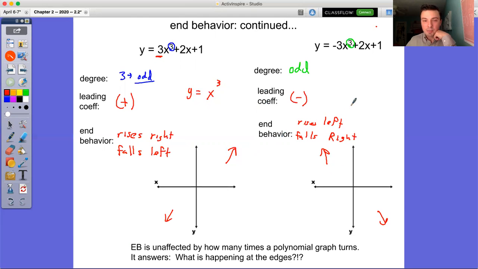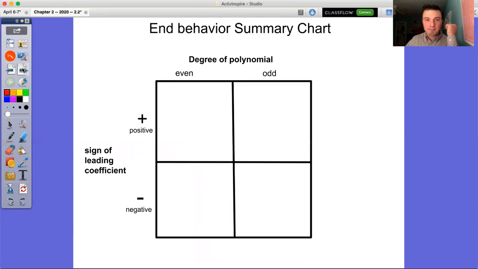Okay, so guys, that's the basic idea. Notice how the end behavior is unaffected by how many times a polynomial graph turns. All it answers is what is happening at the edges. That's end behavior. Let's summarize it real quick. Okay, here's a chart that will be useful for you.